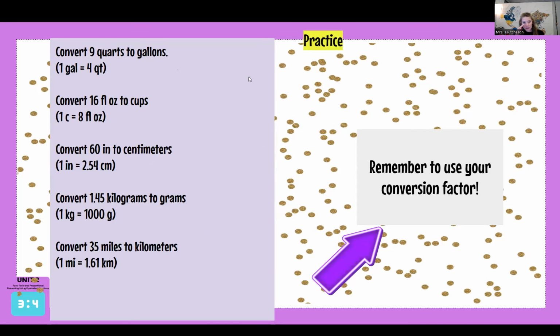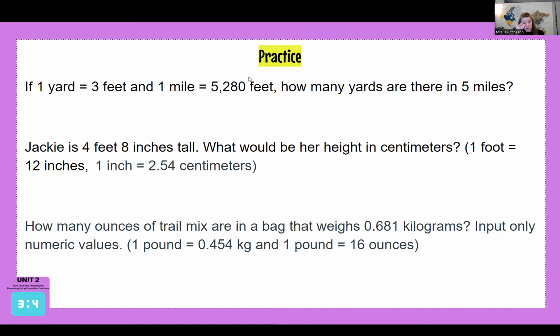So sometimes you have to do at least 2 conversions to answer the final questions. And later in the week, you guys are going to have questions similar to this. So this is a very important part of the video. So it says if 1 mile is equal to 3 feet and 1 mile is equal to 5,280 feet, how many yards are there in 5 miles? How many yards are in 5 miles?